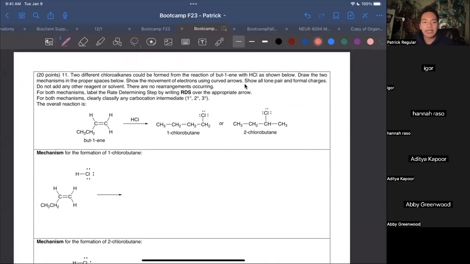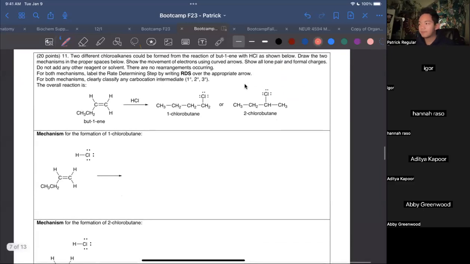Something we all love, mechanism. Now this one's really easy. All right, let's first break down the problem. So we are given this structure, and we're given the following reaction. We get two products, 1-chlorobutane and 2-chlorobutane. Let's draw the intermediate and the mechanism that creates 1-chlorobutane, and then the intermediate and the mechanism that creates 2-chlorobutane.